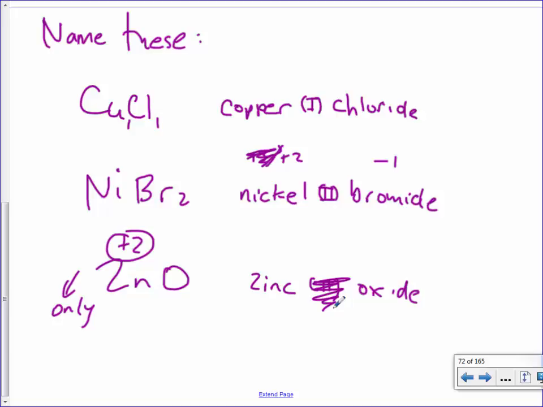After a while, you'll get used to it and go, oh yeah, chromium has more than one. Iron has more than one. Zinc, oh no, zinc only has one. After a while, you'll know. But make sure you double check because that Roman numeral is very important. Sound good? I have more practice examples later if we need them.